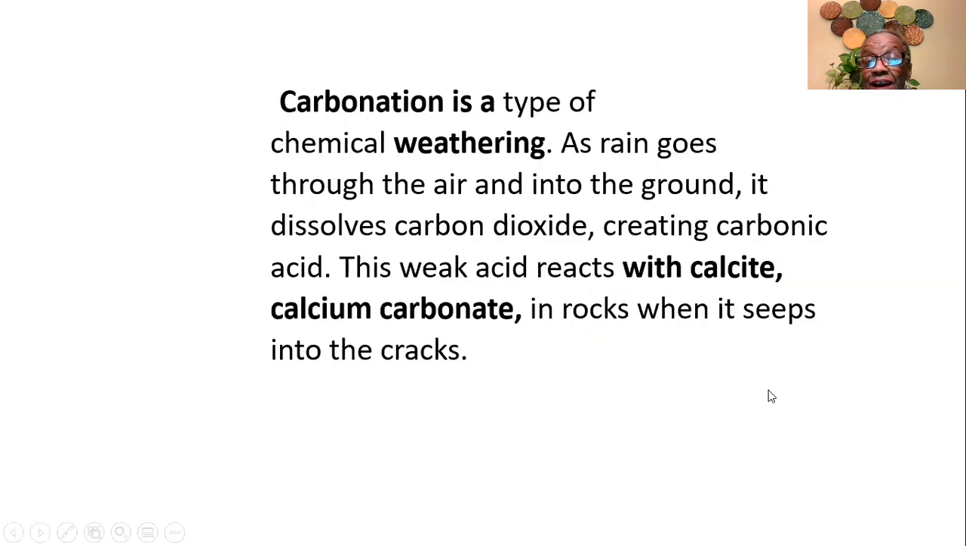When we talk about carbonation, that's also a type of chemical weathering. And it talks about the fact that when rain goes through the air and into the ground, it dissolves carbon dioxide, and that's going to produce the carbonic acid. And that acid will react with the calcite in the rocks when it seeps into the cracks. And that's going to cause chemical weathering to take place.